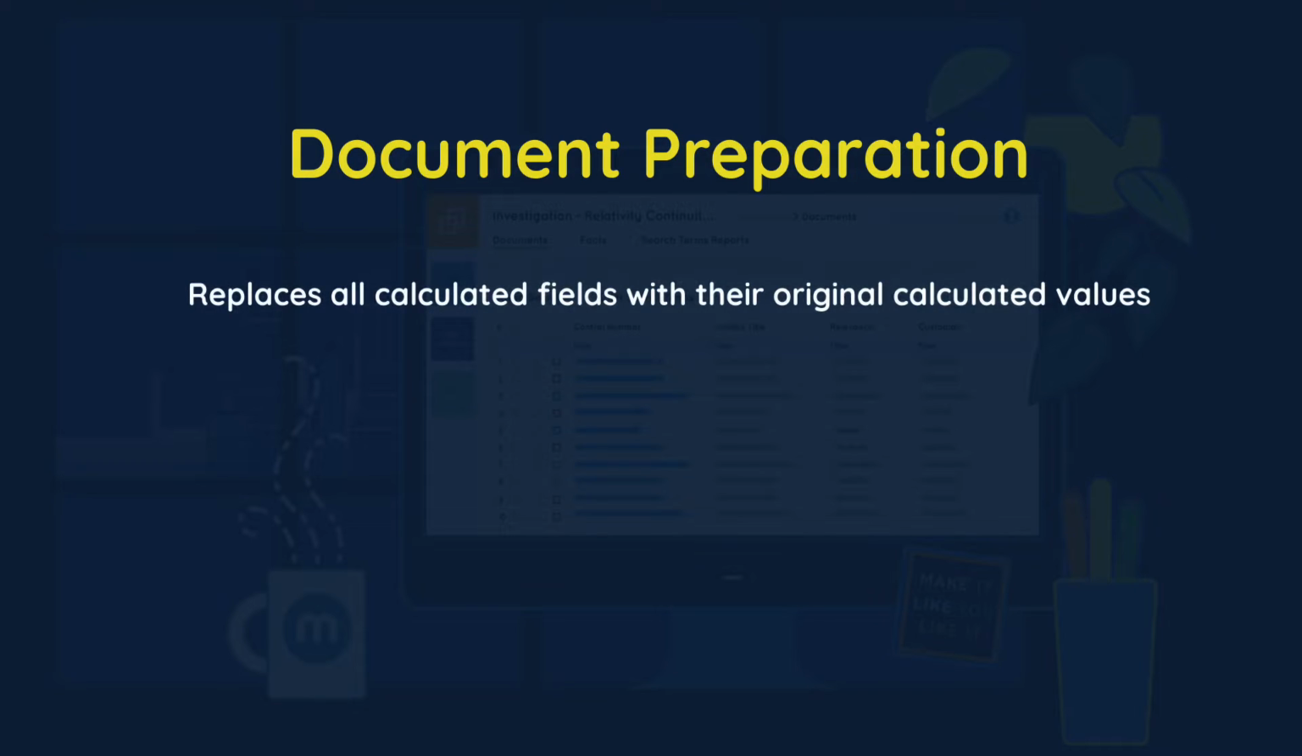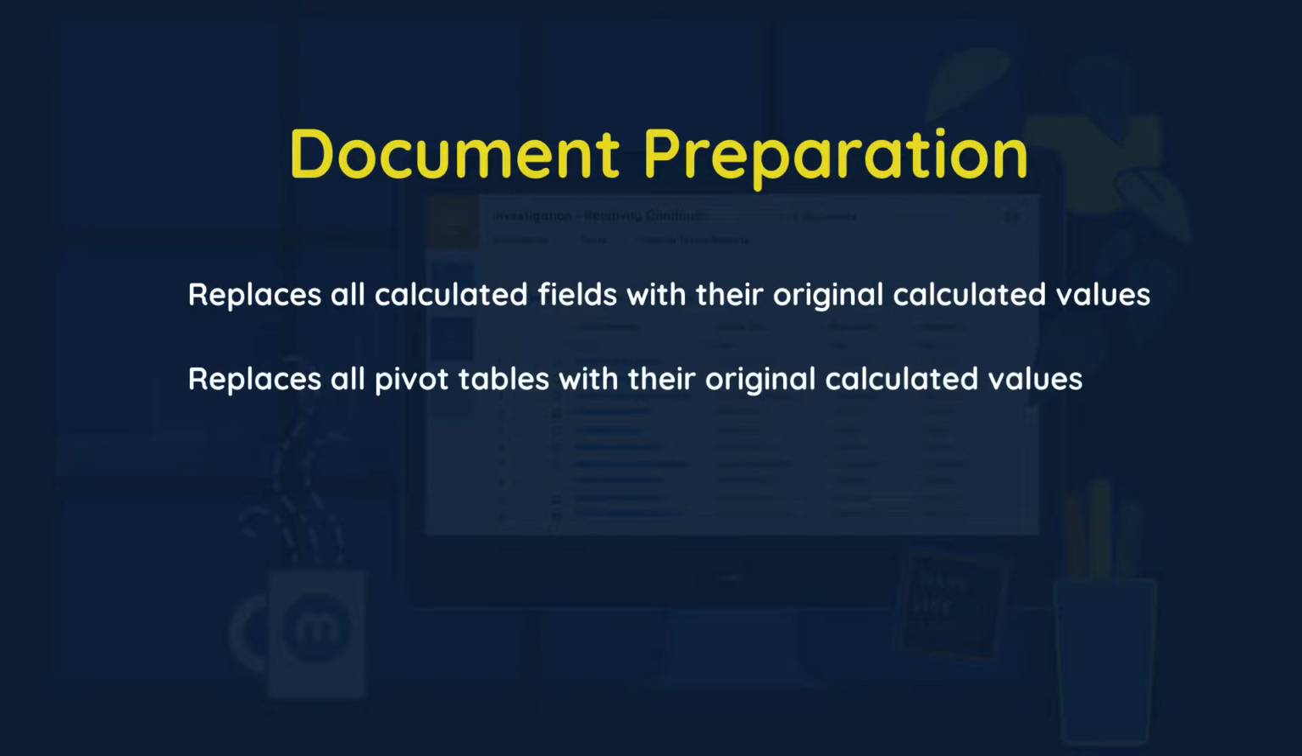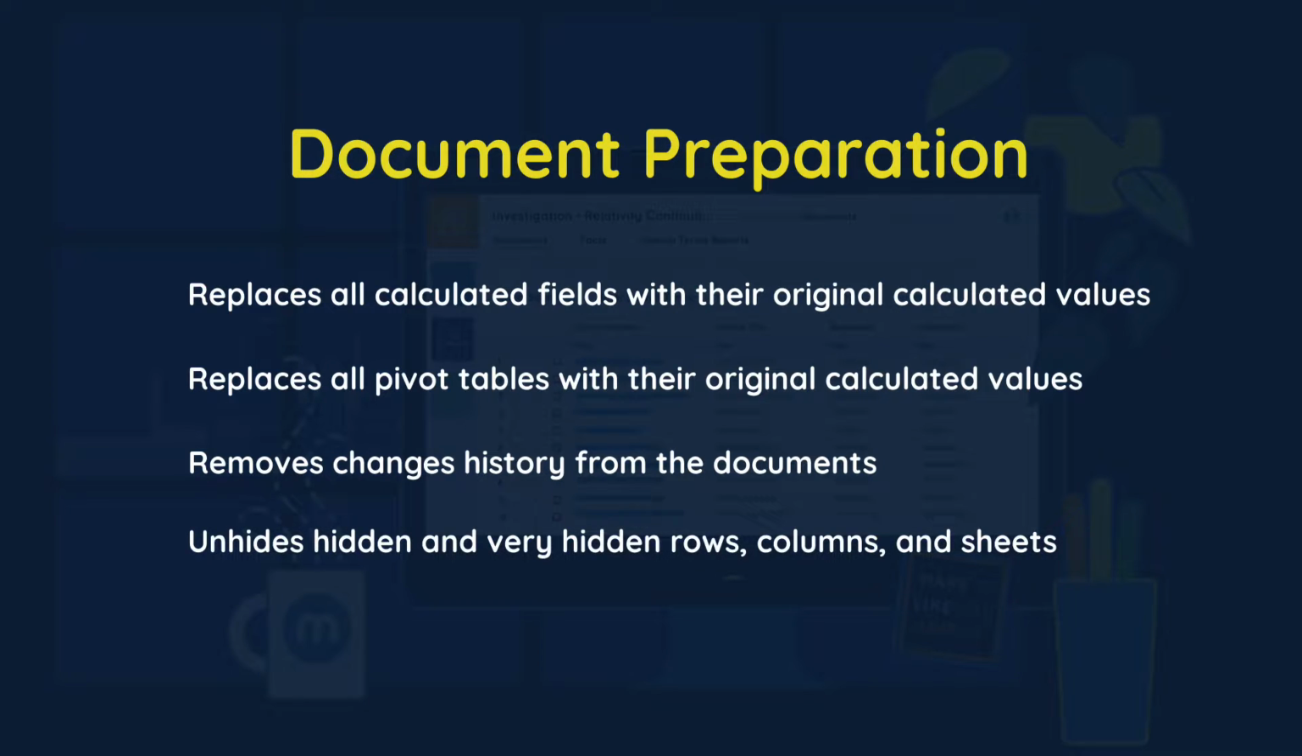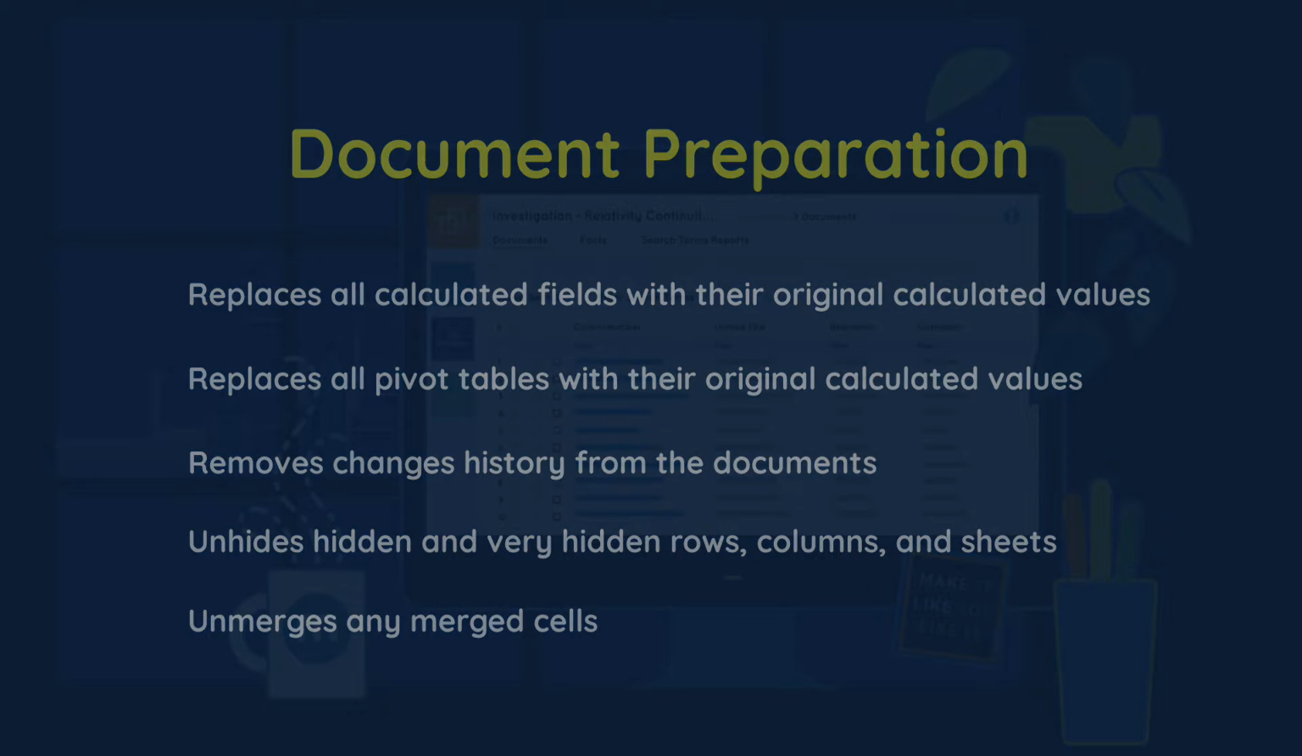It will replace all calculated fields with their original calculated values. It will replace all pivot tables with their original calculated values as well. It's going to remove the change history from the documents. It will unhide any hidden and very hidden rows, columns, and sheets, and it will unmerge any merged cells.